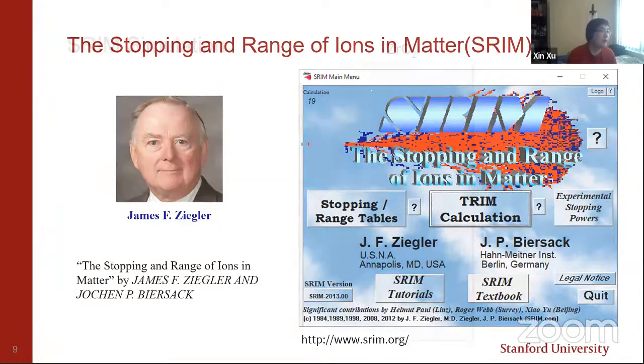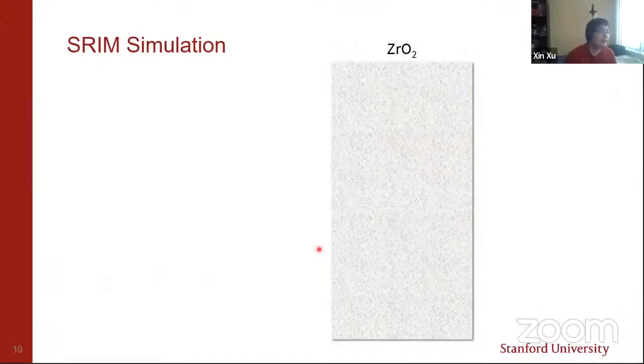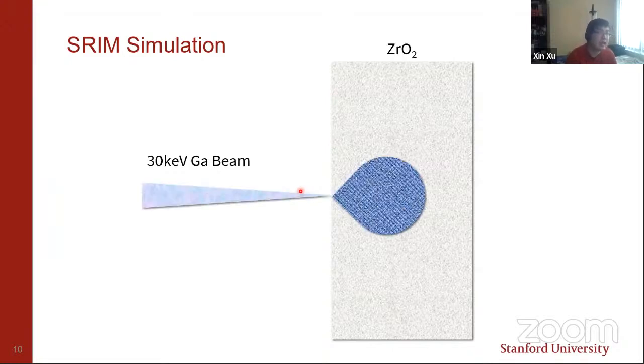So for example, this is an example of how gallium interacts with the target. Say the substrate is zirconia, a ceramic material. If you have a 30 kV gallium beam and you shoot it at your sample surface, what's the depth of the interaction volume and how much of that?